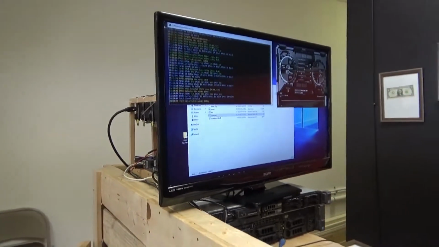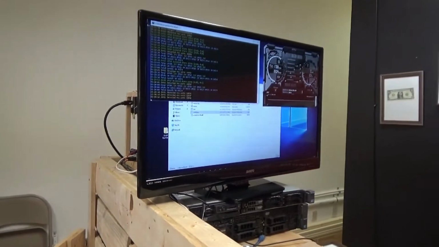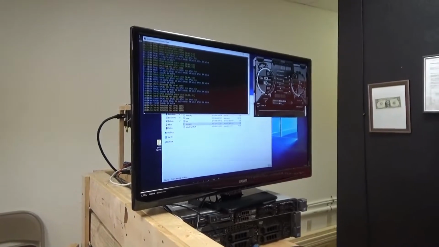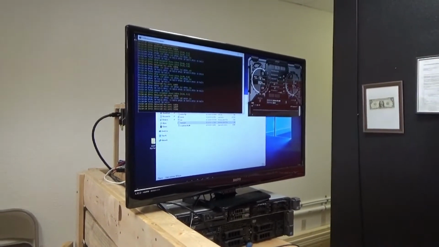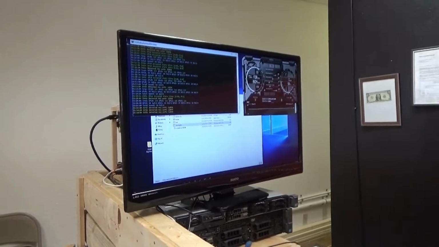So I am setting up an off-grid solar-powered mining farm, a cryptocurrency mining farm at the off-grid homestead. So this is going to be exciting.